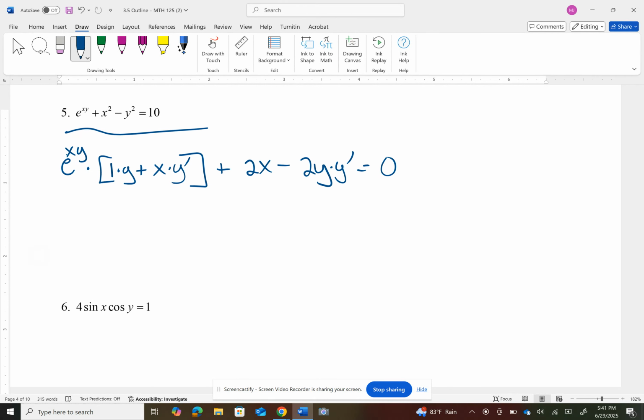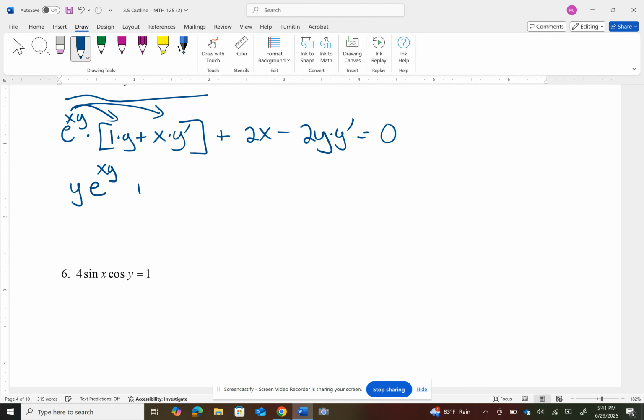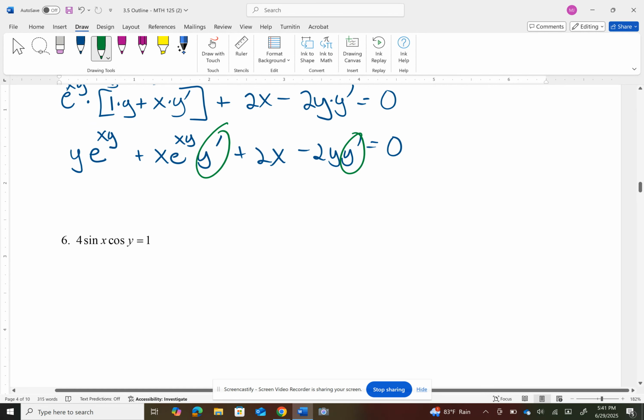So I was thinking on this, probably would do a little cleaning up on it by distributing that e to the xy to both. So that's y e to the xy plus x e to the xy y prime plus 2x minus 2y y prime. I like my y primes to be sitting at the end. I like to look for those because those I'm going to keep on one side, and then I'm going to move everything else over to the other side.